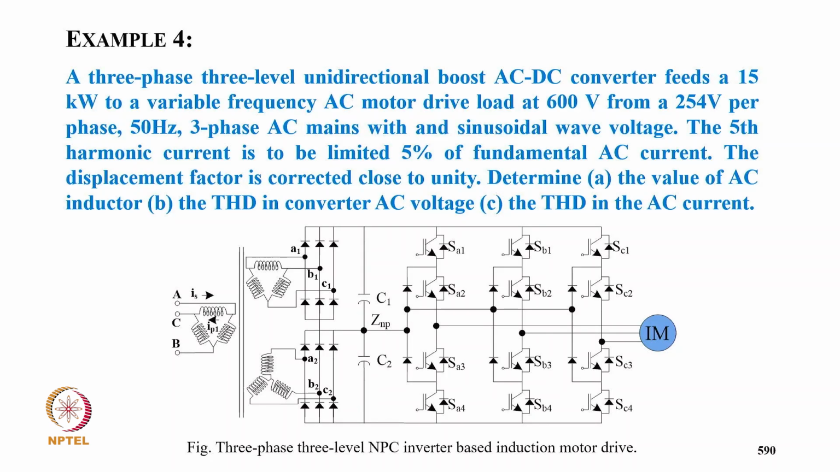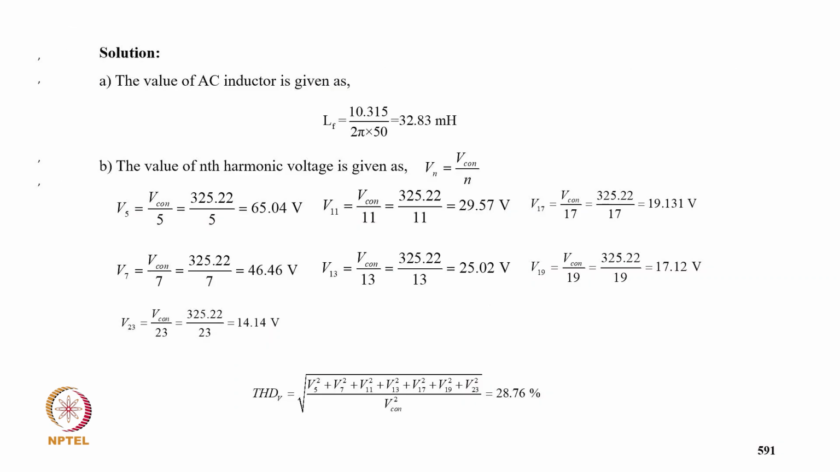So now coming to example 4, a 3-phase 3-level unidirectional boost converter feeds a 15 kilowatt variable frequency induction motor drive loaded at 254 volt, 3-phase AC mains and central voltage. Fifth harmonic current is limited to 5% of the fundamental, and the AC displacement factor is unity. Determine the value of AC inductor, the TID of converter, and TID of AC.